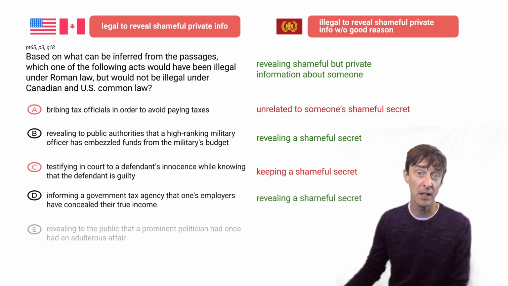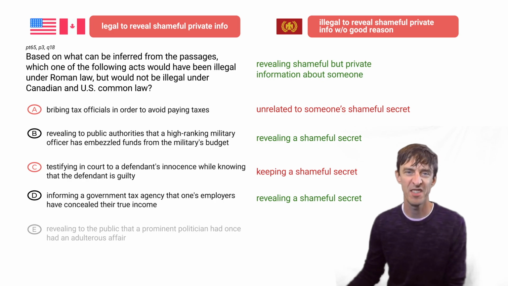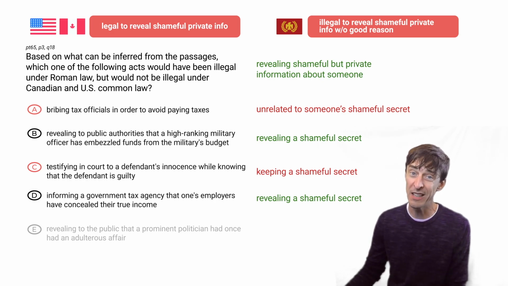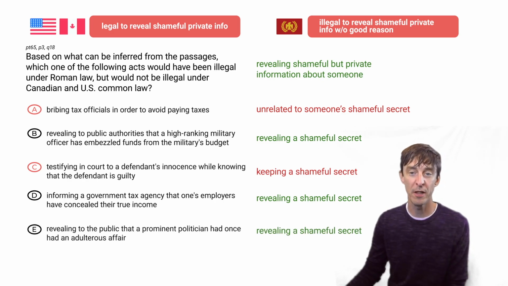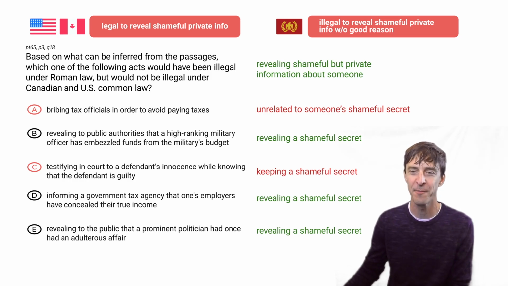D is about revealing a secret. You're informing someone they've concealed their true income. Snitches. And E is also revealing a secret. You're revealing to the public that this politician had an adulterous affair. Are there non-adulterous affairs? There's consensual polyamorous affairs, I guess.